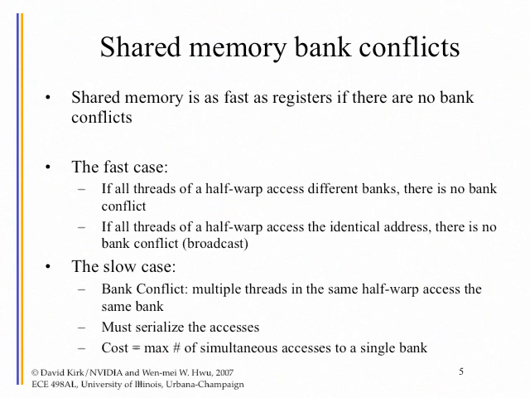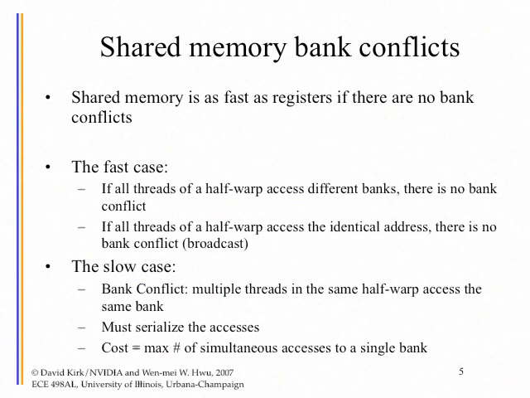The fast case is when all the threads of a half warp access different banks, so there is no bank conflict. And if all the threads of a half warp access identical addresses, there's no bank conflict either. This is an interesting case. Even if they all access the same bank, as long as they are accessing exactly the same location in that bank, there's a hardware mechanism to broadcast it. What really gets bad is when you access the same bank but different locations. That's where the bank conflict happens.